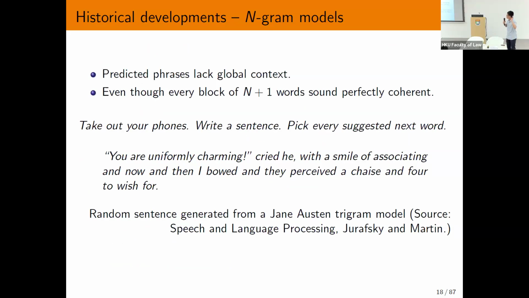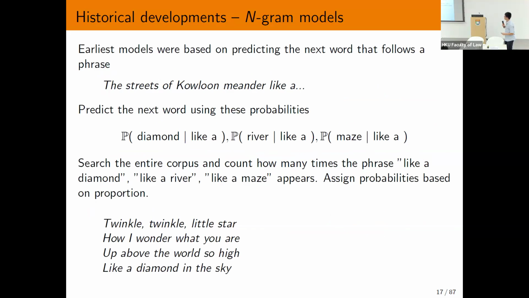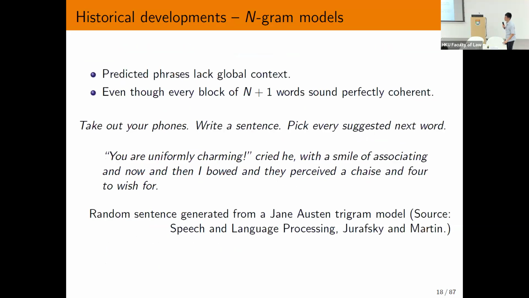But if you notice, one of the problems here is that these predicted phrases lack global context. What on earth does "the streets of Kowloon" have to do with a diamond? They don't have global context, even though if I take every block of three words, they sound perfectly coherent. Every n-word chunk is coherent, but if you go over longer ranges, the model forgets what this is going about. This is a known problem.